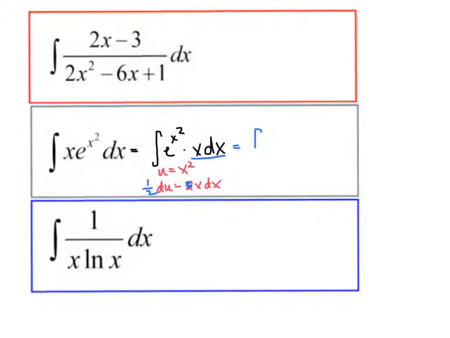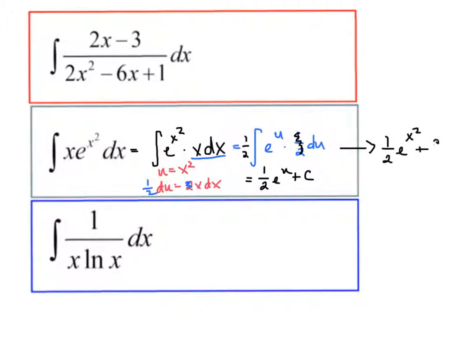So this integral would become e to the u multiplied by 1/2 du. And then I would take the 1/2 out front. I always bring a multiplier up front like that. And the antiderivative of e to the u is e to the u. So 1/2 e to the u plus a constant. And of course, the last thing we should do is substitute back in. So I've got 1/2 e to the x squared plus a constant. Okay? Let's go back up to the first one.